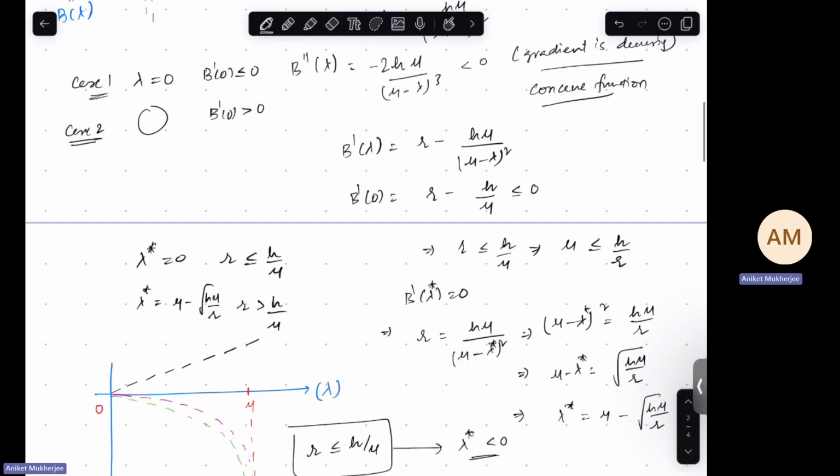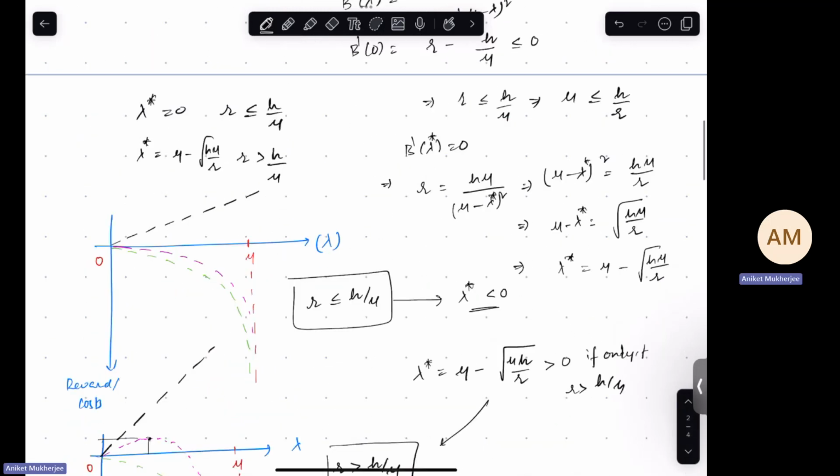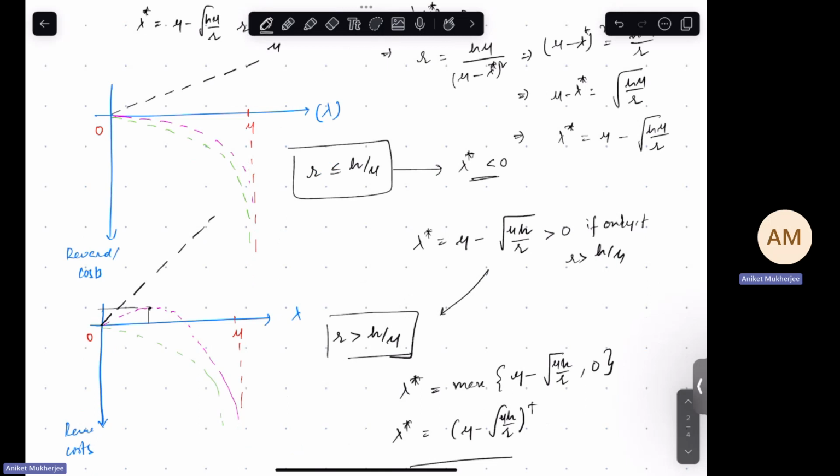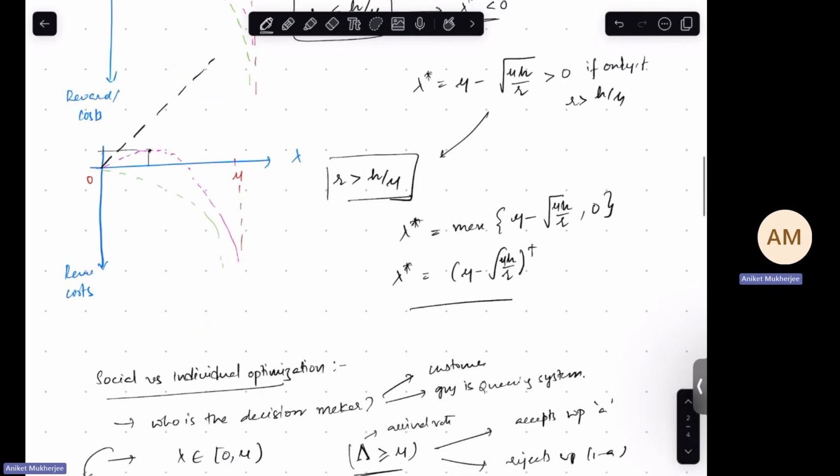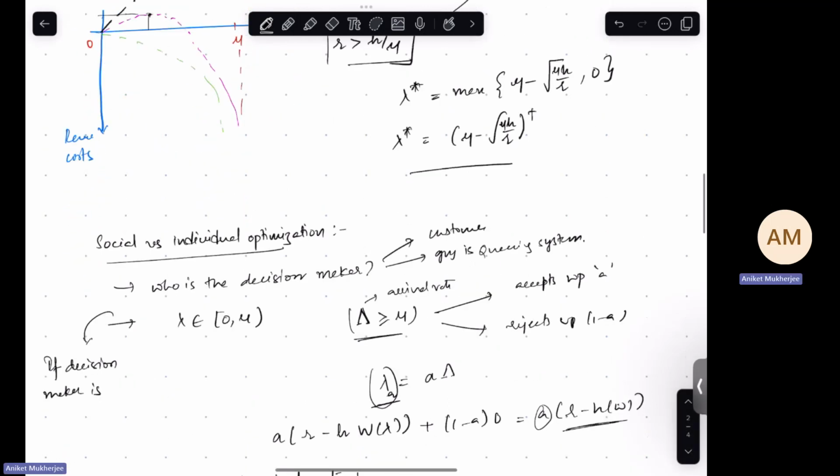Both these conditions we can write as lambda star equal to the max of mu minus root of mu h by r, comma 0, and in simple notation we can write it as mu minus root of mu h by r, plus.